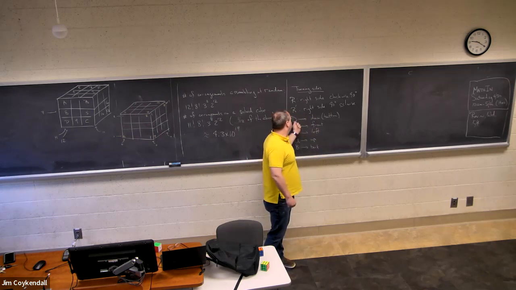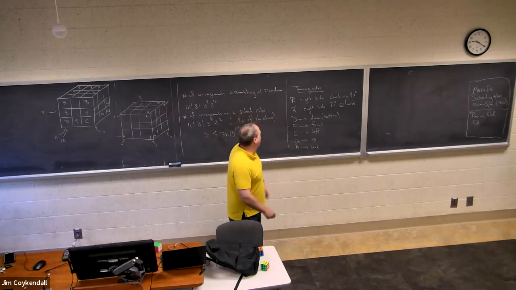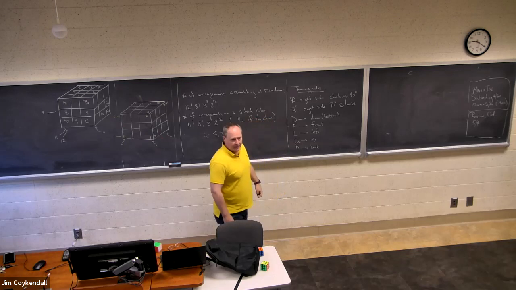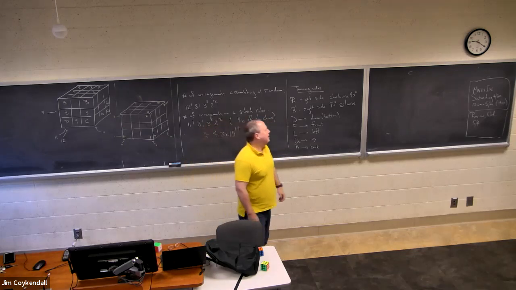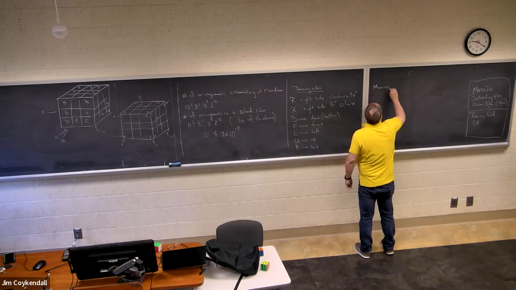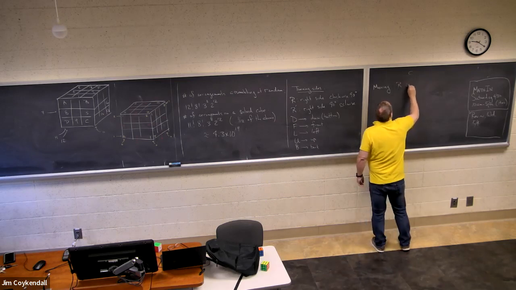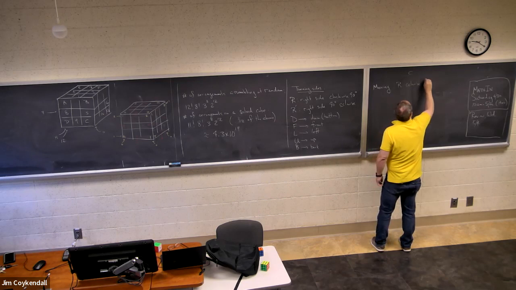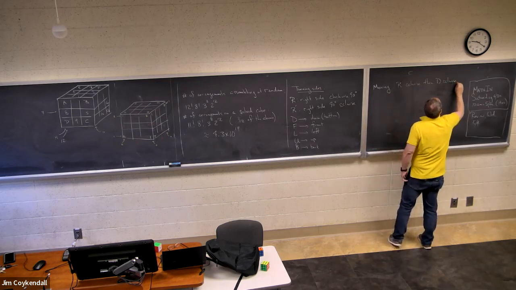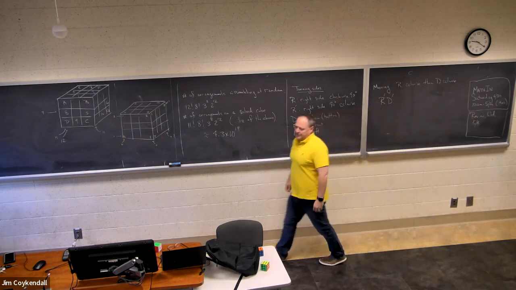And don't confuse the D and the F with what I've labeled there. Hopefully it'll be clear from the context. These are moves, not pieces. So moving right counterclockwise and down counterclockwise is written R prime, D prime.